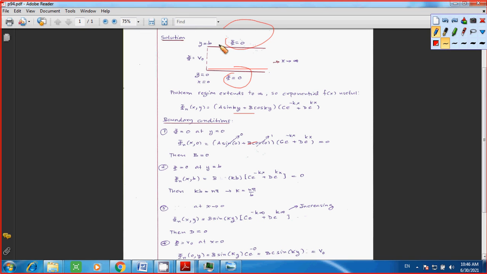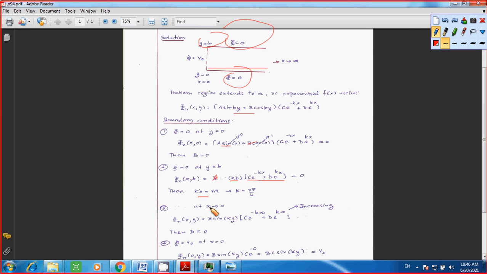Again, for y equal to b, your potential equal to 0. So I'm missing some term here. B equal to 0, so you're supposed to have this term a sine kb, multiplied by the x dependent term, and you have kb equal to n pi to make the potential equal to 0. So your k equals n pi over b.